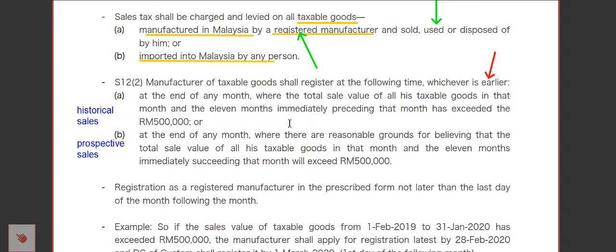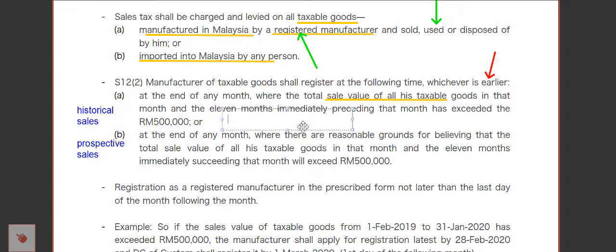Okay, that historical sales is basically when you see that the sales that you've achieved in the past. Now, it says that at the end of any month, if the total sales of his taxable goods in the month and the 11th month immediately preceding that month has exceeded 500,000. So when the sales value of your taxable goods for that month and 11 months before that.